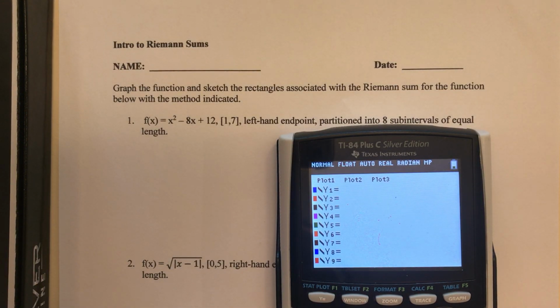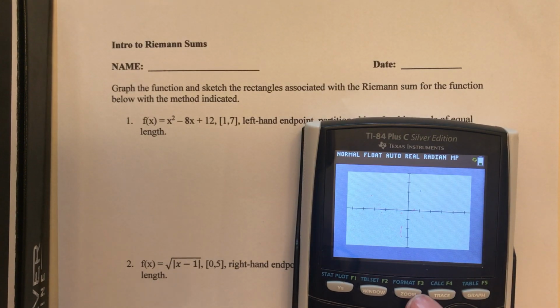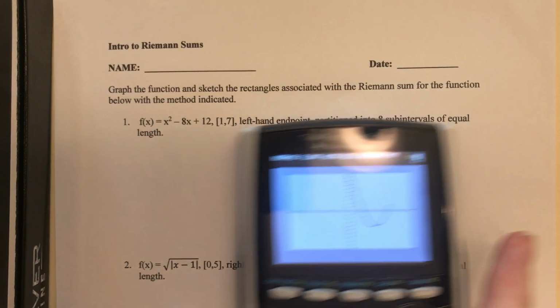So go to your y equals. Let's graph x squared minus 8x plus 12. You might have to zoom 6 your graph in case you're plugged in from something else, but this looks somewhat okay. I'm going to zoom 6 it anyway, though. Okay, so we've got a parabola.